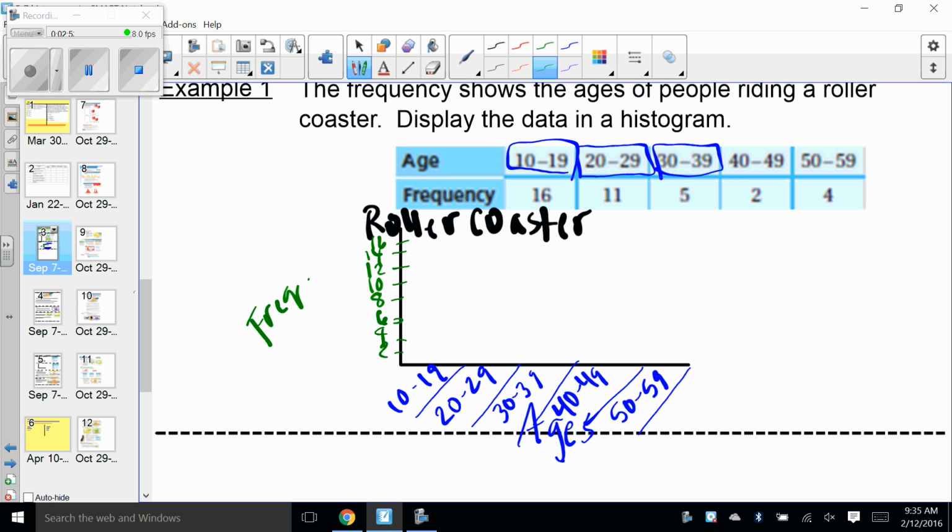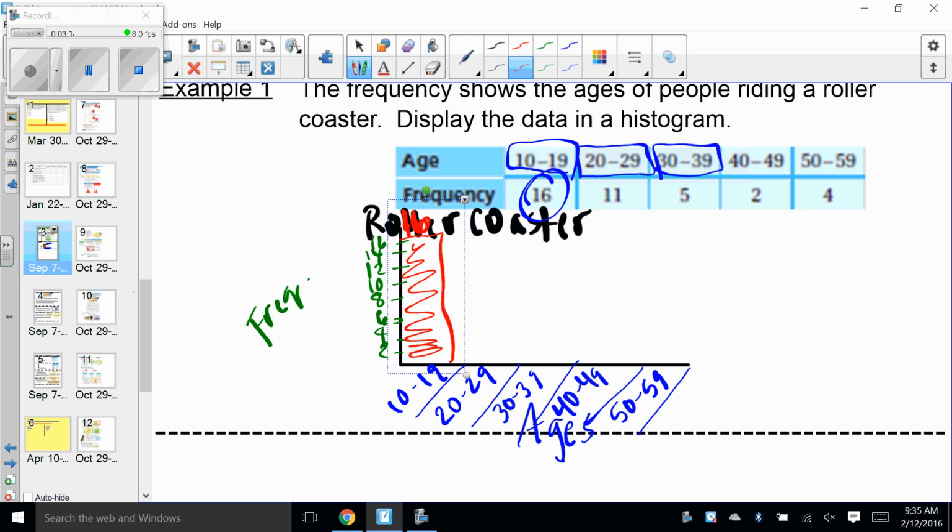Okay, so when I look at my data here, the number of riders in the ages 10 through 19, we had 16 riders in those ages. So we would follow it up to 16 and follow it down. So we would then do this bar graph up to 16. We had 16 riders ages 10 through 19. Go ahead and fill that up. That's just a bar.